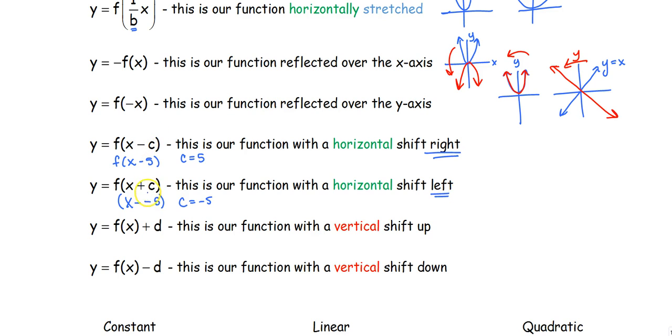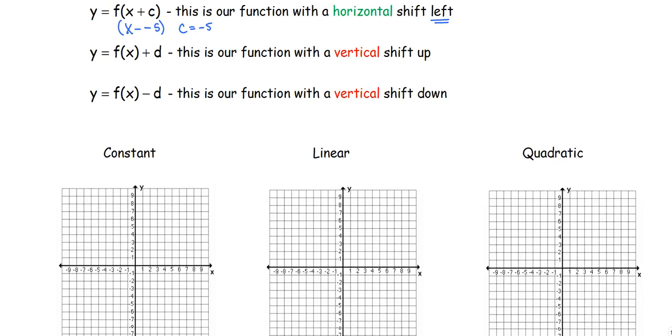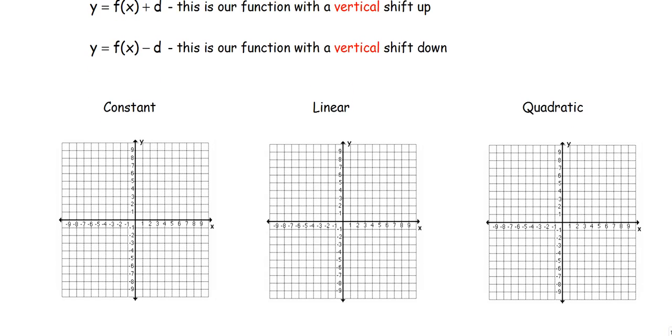Anytime addition or subtraction is happening inside of your grouping symbol, it's going to go the opposite direction. When the addition or subtraction is happening outside of the function, that's going to be a vertical shift, and it's going to go in the exact direction that you see. So a positive d is going to move you up. A negative d is going to move you down vertically. So that's a lot of rules for you. Just make sure you keep this sheet and have it available for a reference as you are doing your problems.